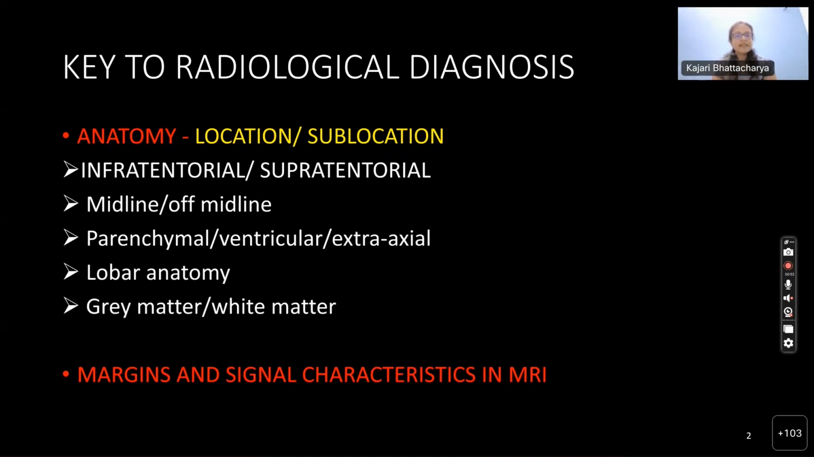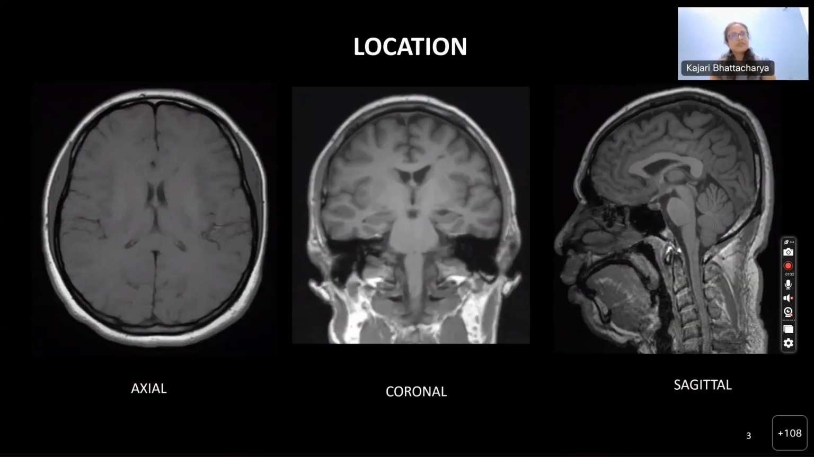So what we look for is basically the location and the sublocation. Whether it's an infratentorial or a supratentorial tumor, whether it's midline or off midline, whether it is arising from the parenchyma or whether it's ventricular or extraaxial. And finally, if it's supratentorial, then which lobe it is arising from, and whether it's a gray matter lesion or a white matter lesion. All this information is made available to you when you look at the radiological images. And finally, the margins and the signal characteristics in MRI are equally important because they give you an idea about a preliminary provisional diagnosis or a differential diagnosis of what kind of tumor you are actually looking at. So let us come to the first thing, that is the location.